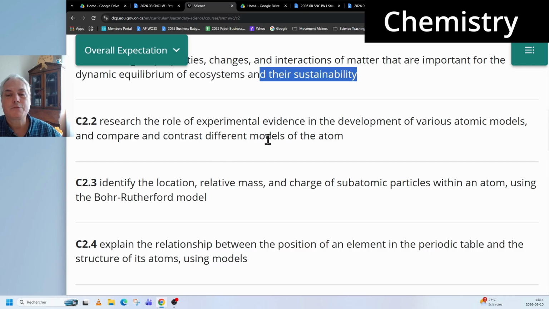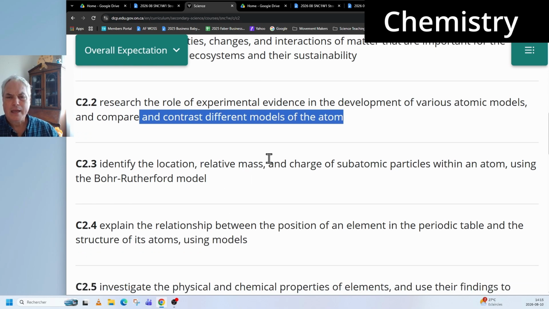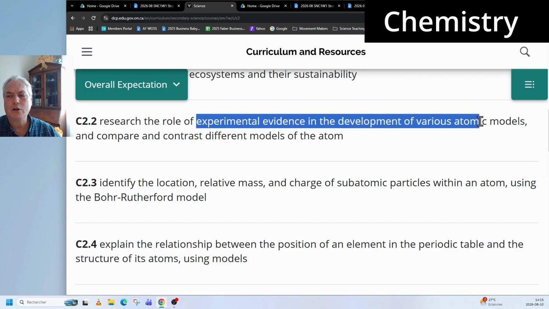Next one, research the role of experimental device in the development of various atomic models and compare and contrast different models of the atoms. So this one here, I always have the evolution of the atomic model. I go back a couple hundred years when I think of Eurocentric discovery of what an atom is, but I often go back a few, maybe a couple thousand years actually, with respect to having some philosophers, some thinkers from the past, from all continents, including First Nations and more local beliefs. It's very interesting because you see it's all interrelated, even though you go back 2,000 years.